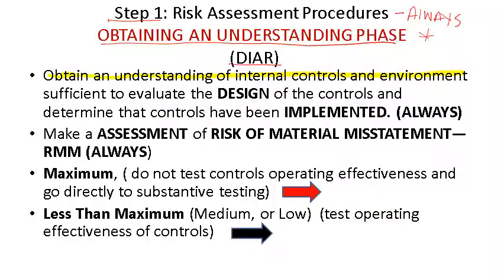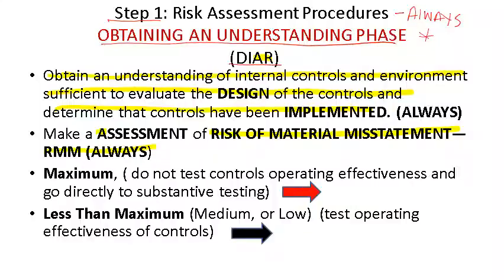Remember, we were just looking at business risk a minute ago. Sufficient to evaluate the design of the controls and determine that the controls have been implemented. This always has to be done in every audit. That leads us to the assessment of risk. That's the A and the R up here in our little mnemonic. And that then leads us to the assessment of the risk of material misstatement. And again, we always have to do those procedures in every audit.